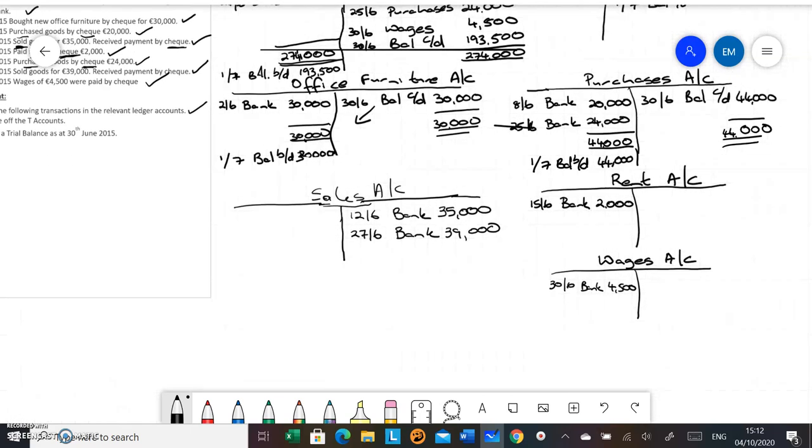Your sales account. The total of your sales is 74,000. So the 30th of the 6th, balance carried down 74. And you do the exact same with your other rent and wages accounts.